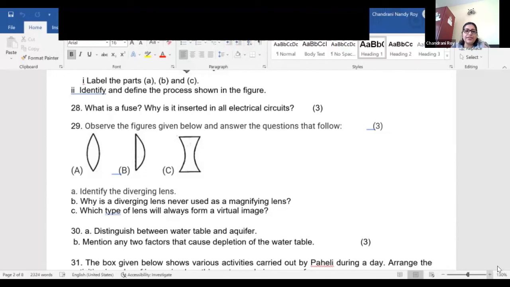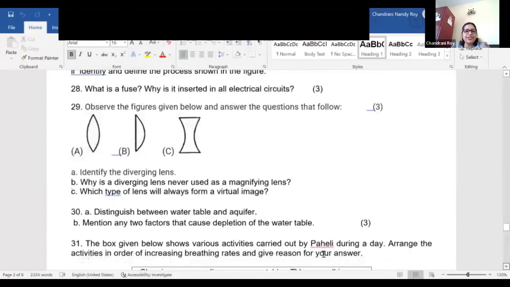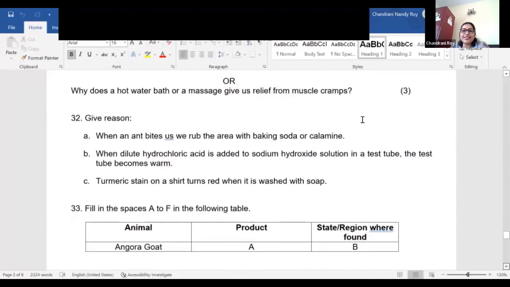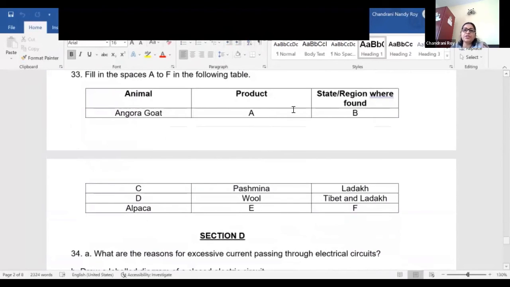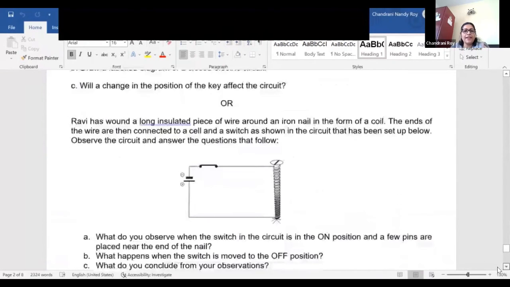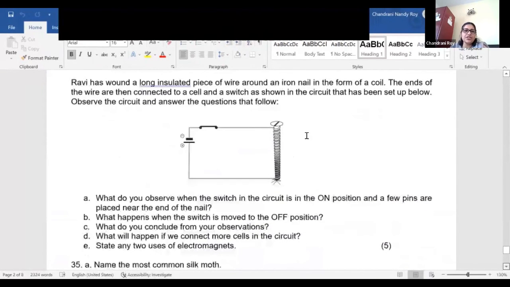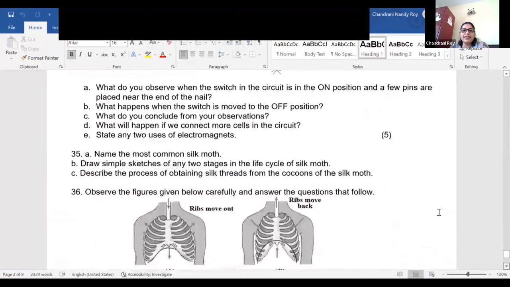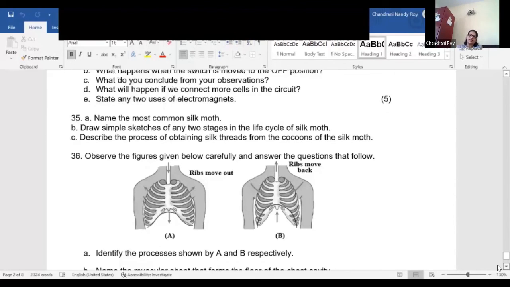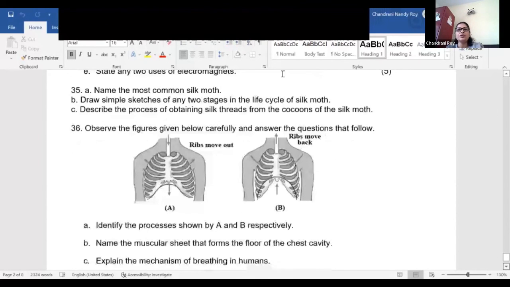So these are some of the ways by which, these are give reason questions. Here they have to fill in the blanks, but it is not given as a direct fill in the blank. We had a table where there were positions A, B, C, D, and they had to fill in according to the alphabets. Some diagram based questions are given. Again, this is an activity based question. We have asked them to draw sketches of 2 stages. And finally, on inhalation and exhalation, this was given. So this was a very quick look at one of our question papers.